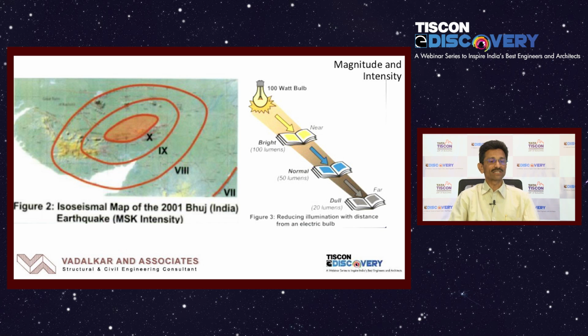Now one thing I would like to tell you: earthquake magnitude on the Richter scale is on a log scale. When I say earthquakes of magnitude 5 and 6, an earthquake of magnitude 6 is 10 times stronger than an earthquake of magnitude 5. That is what the scale is. So it is a log scale to the base 10.